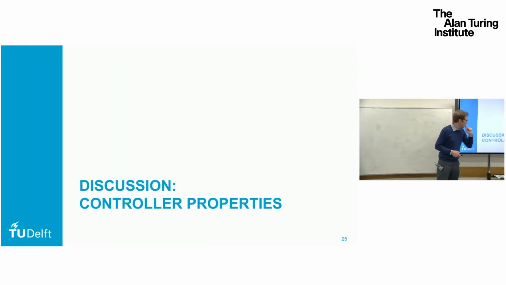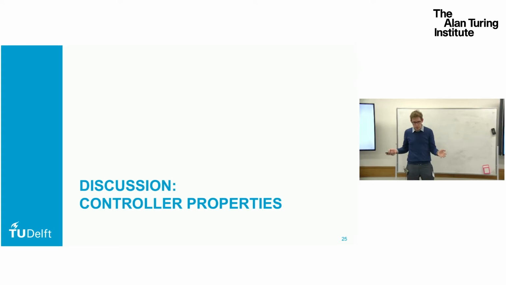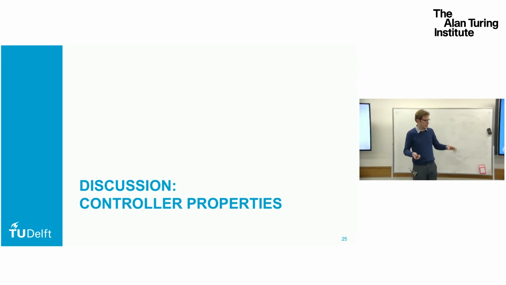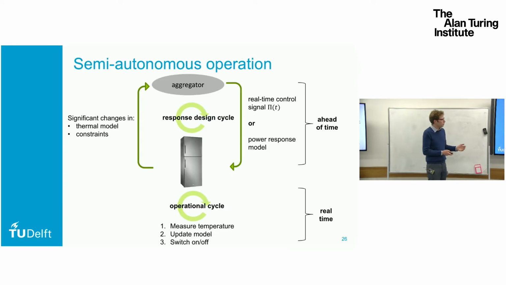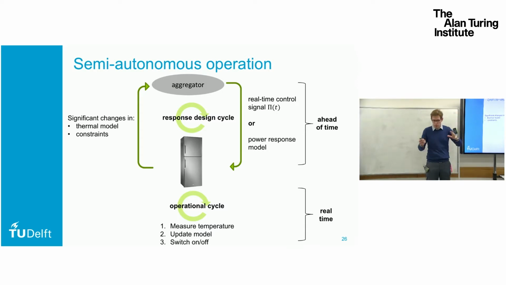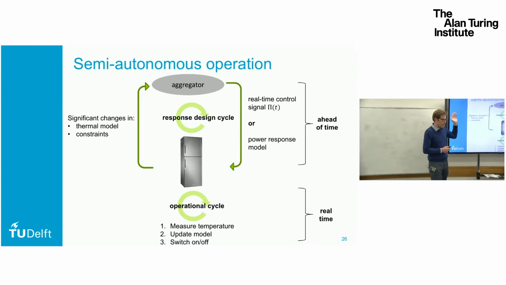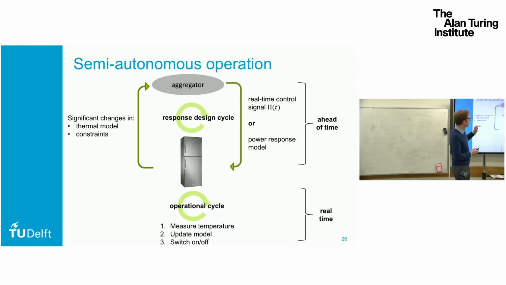Now let me make a few more general comments on this type of controller where I think it's really interesting. This is a particular example for fridges, but I think the power of this approach sits in a few particular aspects that might be more general. One is what I call its ability to operate semi-autonomously. So what does that mean?